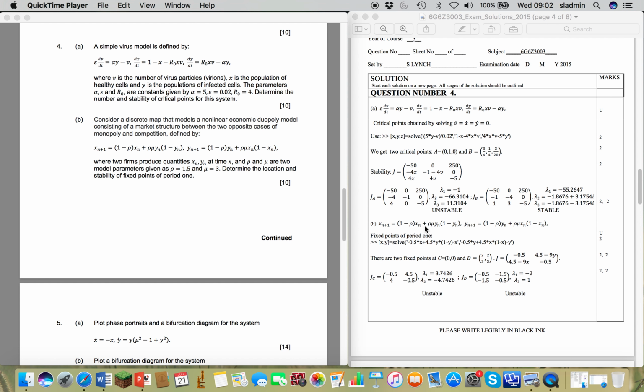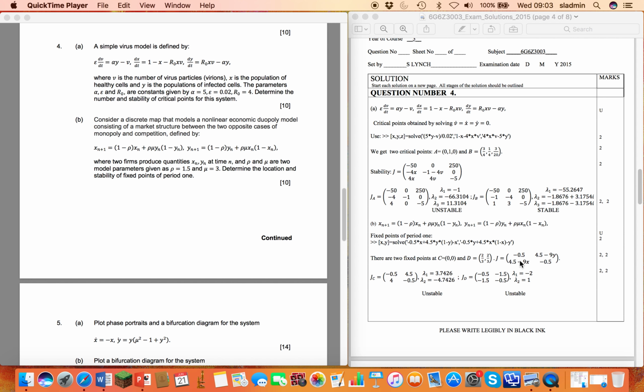For part B, we have a two-dimensional discrete system. To find the fixed points of period 1, we want x_(n+1) equals x_n, call it x, and y_(n+1) equals y_n, call it y. So we solve these equations here. Remember to subtract x from both sides on this equation, and on this side, we subtract y from both sides. And remember, with the new version of MATLAB, you don't need the dits, and this is double equals 0 and double equals 0. In this case, we get two fixed points, which are here.